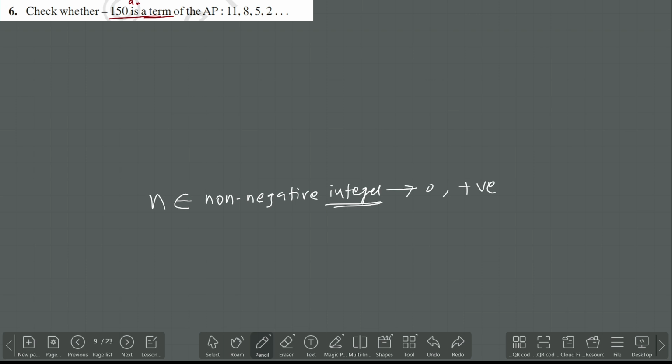Suppose you are getting any negative value or any p by q format, what do we have to say? No, it's not in the given AP. Minus 150 is not in the given AP, because the number of terms should always come positive, and it should be like a whole number.